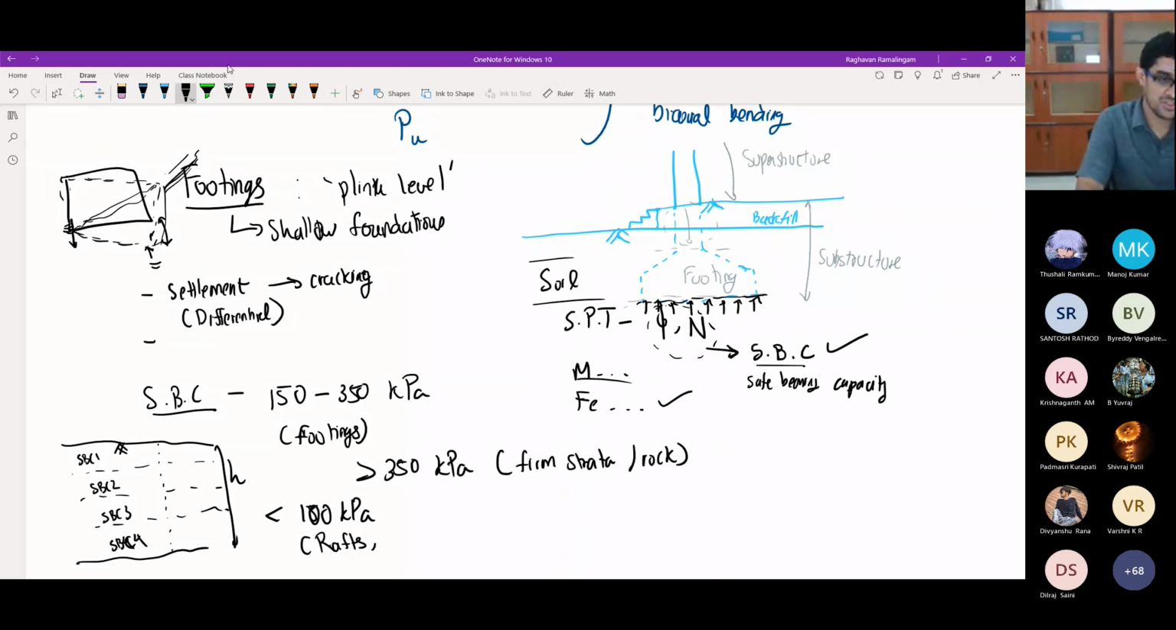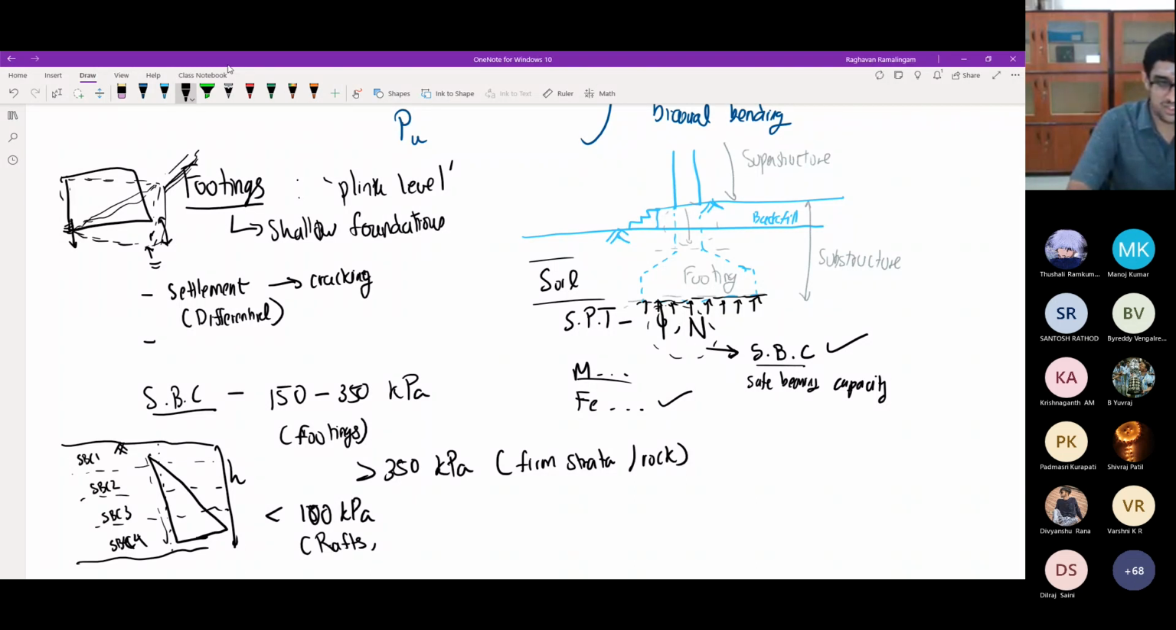So usually when you keep going down, this will be more. Your SBC will be more as you keep going down. Except if you go so much down that you hit the water table, then you'll have saturation and you'll not have a good SBC. But otherwise, as you go down, you'll get better depths. You may have a better SBC.